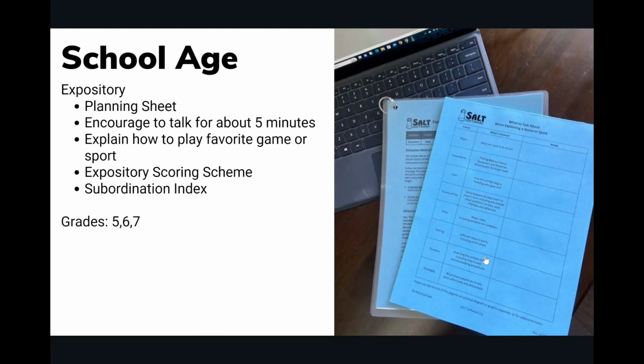Another elicitation is the expository sample. So this is for your older kids. This is grade 5, 6, 7. And what this is they are going to pick out their favorite game or sport, and then they're asked to explain it as if they're explaining it to a foreign exchange student who's never been to our country and never seen whatever game they might pick, football, before. And then they have this planning sheet that they fill out for a few minutes. And then you encourage them to talk for about 5 minutes, and then they use the planning sheet to kind of guide their expository. So this can be pretty fun and motivating for those older kids who are really passionate about a game or sport. They're interested in telling you all about it.